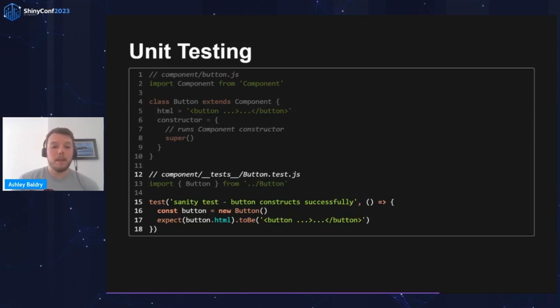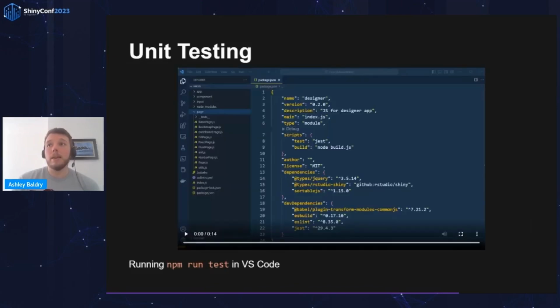And the other thing that you can do is update your test script. Here I have the test to now be Jest. This is almost like a command line call, and by running npm run test in the console, it will run through all the tests that I created in my package.